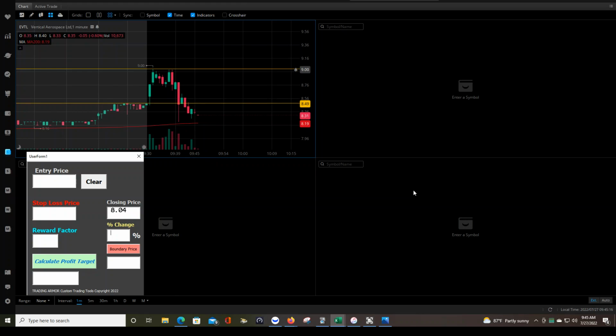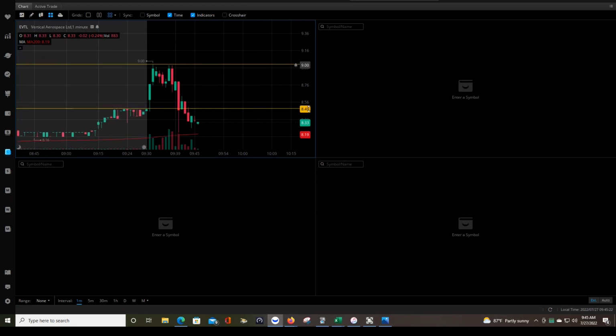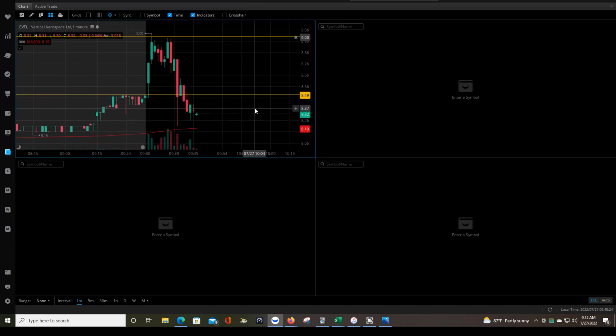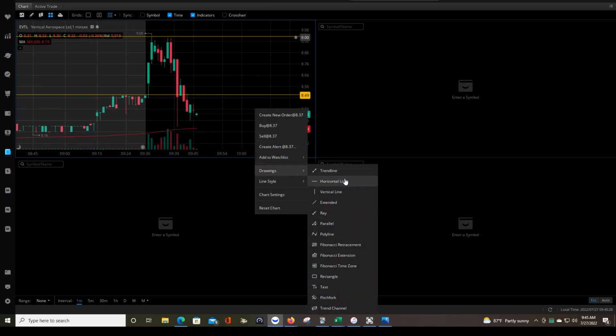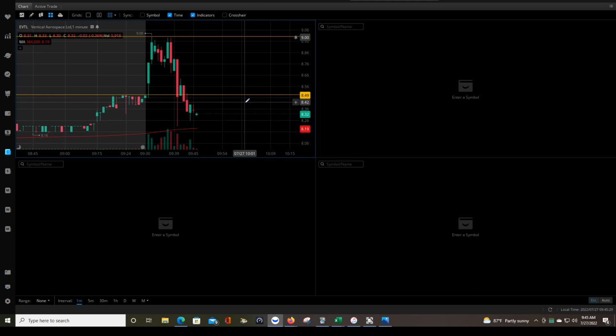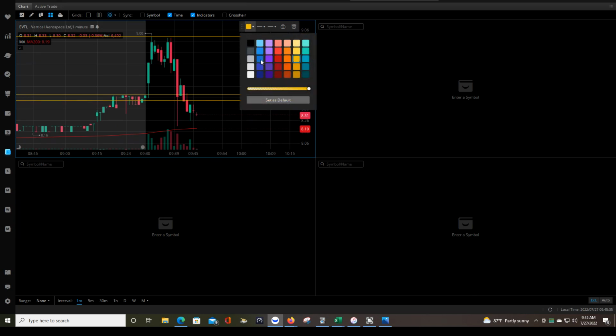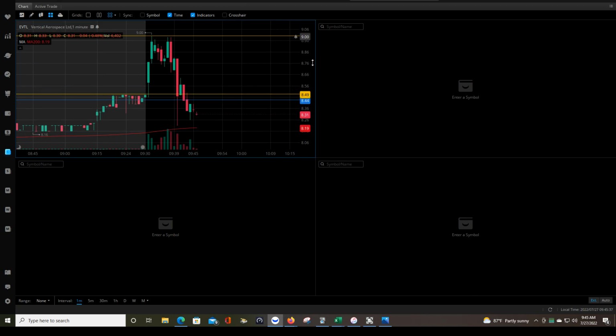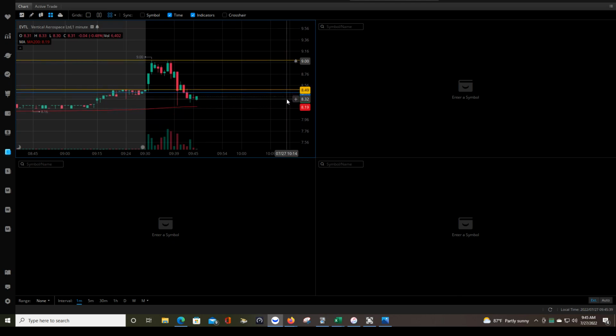So I'll put that in there, 5%, and then this is our boundary price, which is just what I call the price that I can't take a trade below. So it's like no matter what else is going on, if everything else is perfect but the price is below this level, I can't take a trade. And that's pretty unlikely to happen in this case, but that's that level there.